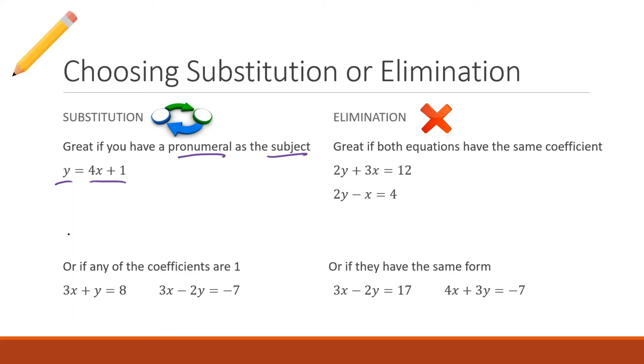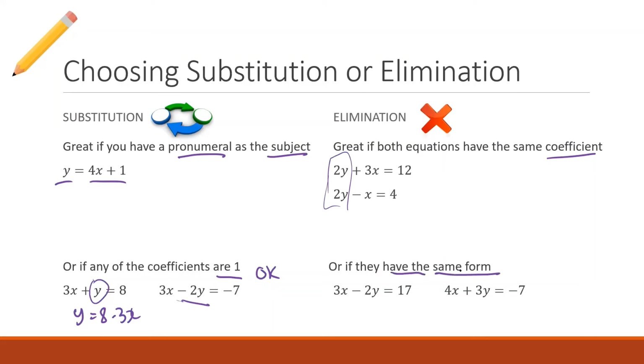If you're lucky though, if you still have coefficients that are 1, it's okay. So for example, 3x plus 1y can easily be turned into y equals 8 minus 3x pretty easily to then solve. So they're okay with that. When is it a good idea to use elimination instead? This is great if both equations have the same coefficient. If you're lucky and both of them have the same coefficient, hey, they're both 2y, you should go elimination.